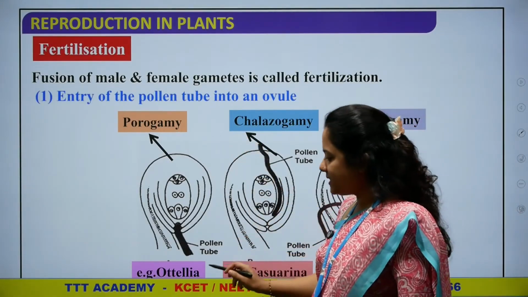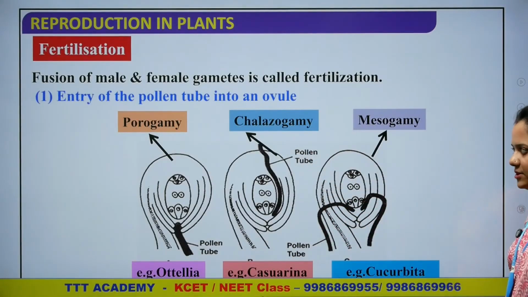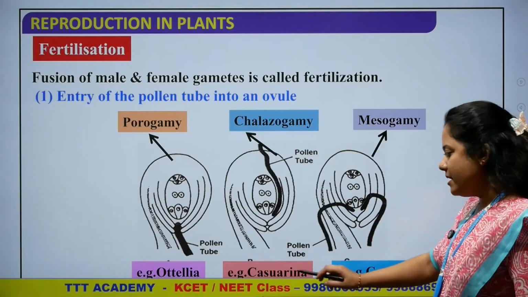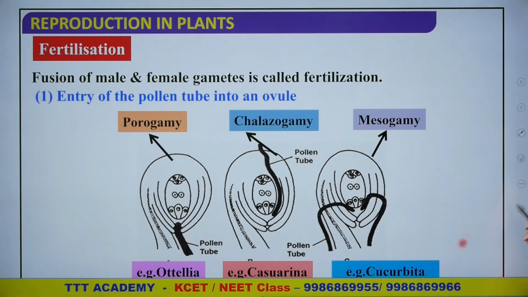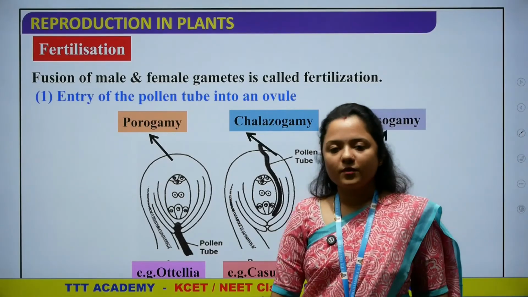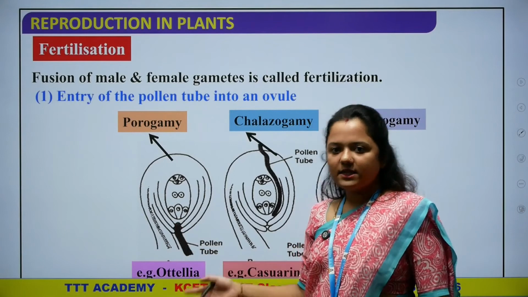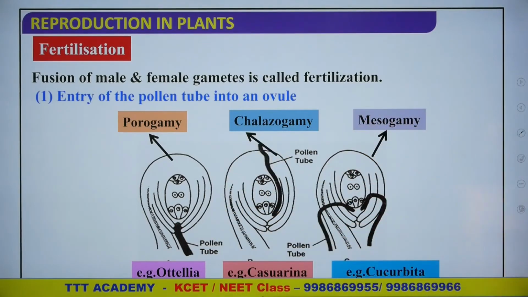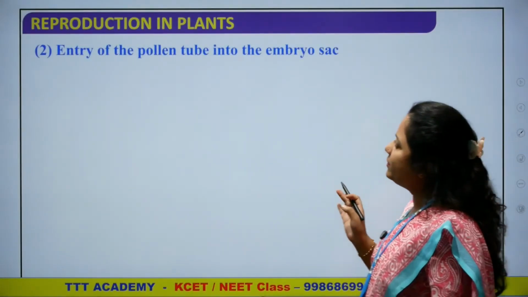Porogamy is seen in most plants. Chalazogamy is seen in Casuarina. Mesogamy is seen in Cucurbita family plants. Based on these species, it varies, the first step of fertilization, that is entry of the pollen tube into an ovule. Next, entry of the pollen tube into the embryo sac.